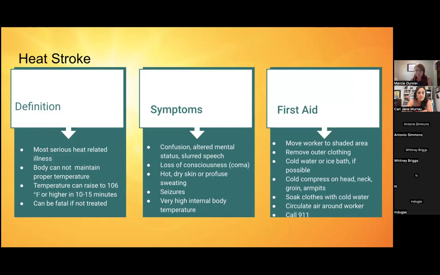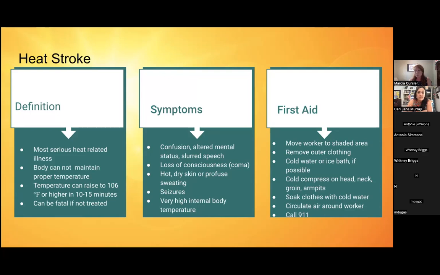Symptoms of heat stroke include confusion, loss of consciousness, altered status, slurred speech, seizures, convulsions, hot or dry skin, or profuse sweating. But just if someone's talking nonsensically, or not able to walk in a straight line, or just exhibits general central nervous system symptoms, you want to be really concerned about heat stroke.